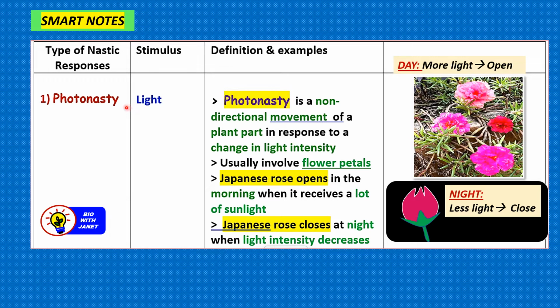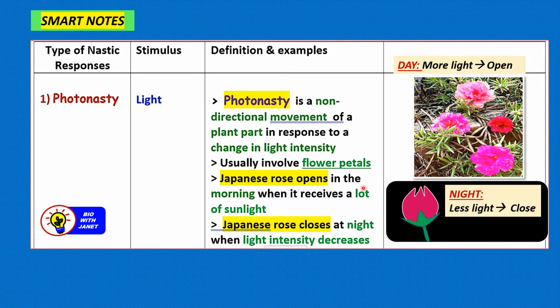The first type of Nastic response is photonasty. The stimulus is light. As we can see from the word photo here, it means something to do with light. So photonasty is defined as a non-directional movement of a plant part in response to changes in light intensity. And it usually involves the flower petals, like the flower petals of the Japanese rose. So they can respond to changes in light intensity.